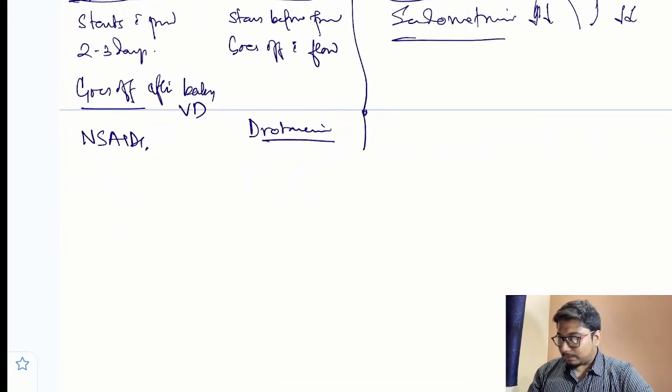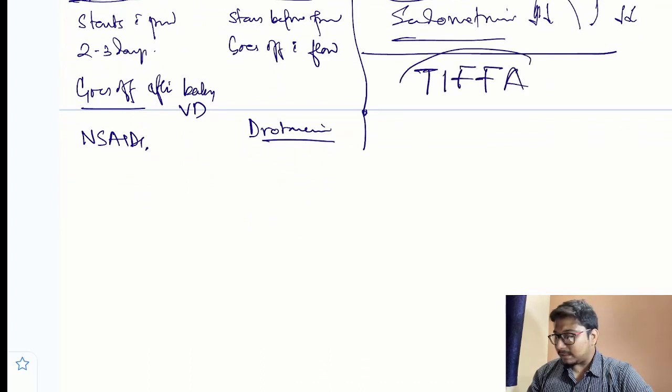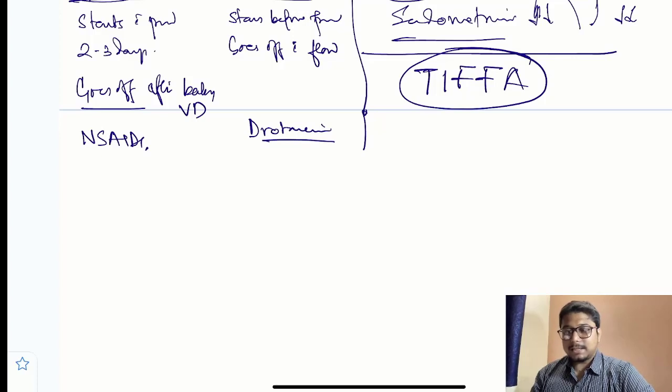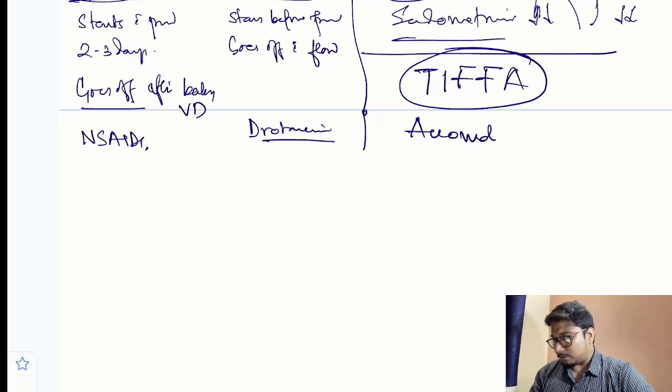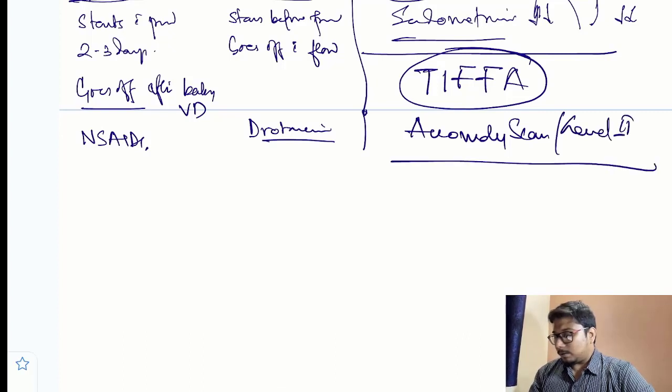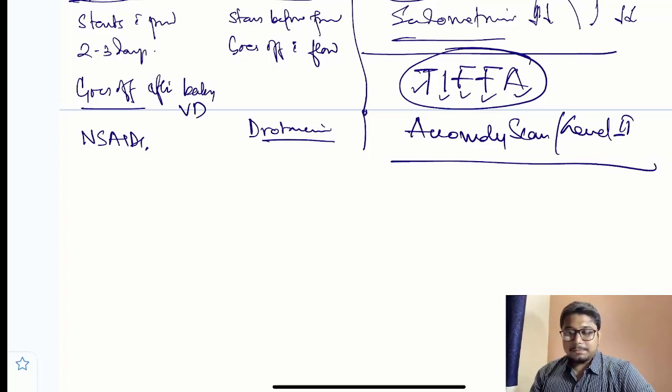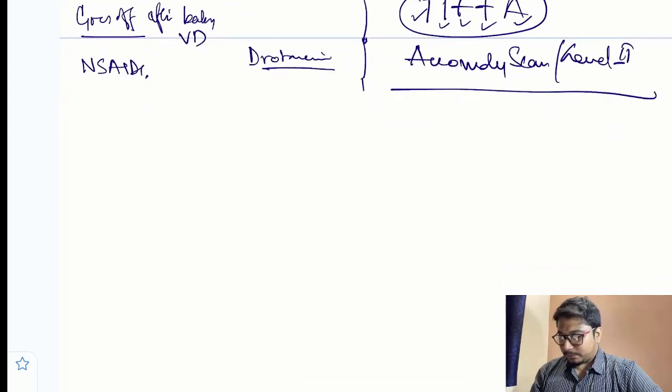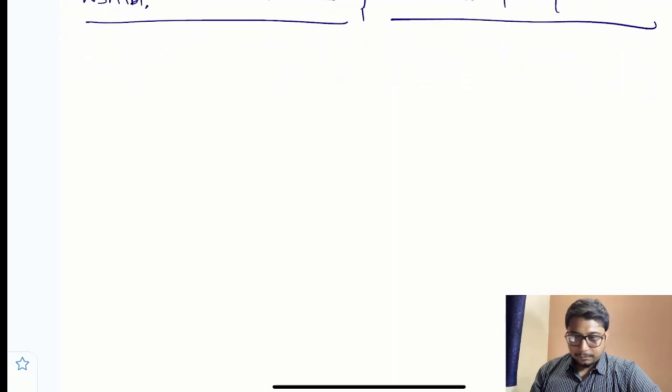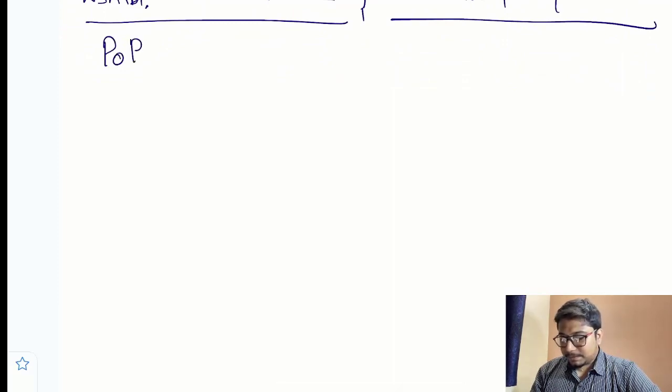So there was one question from TIFFA. TIFFA I have not discussed in my classes in detail, because TIFFA is the anomaly scan or level 2 scan, the other name of anomaly scan or level 2 scan or targeted imaging for fetal anomalies. So there was a cerebellar banana sign, and I think your radiology faculty will discuss that with thorough images and comparing with other images. So I would rather skip this question. So there was one question on pelvic organ prolapse.